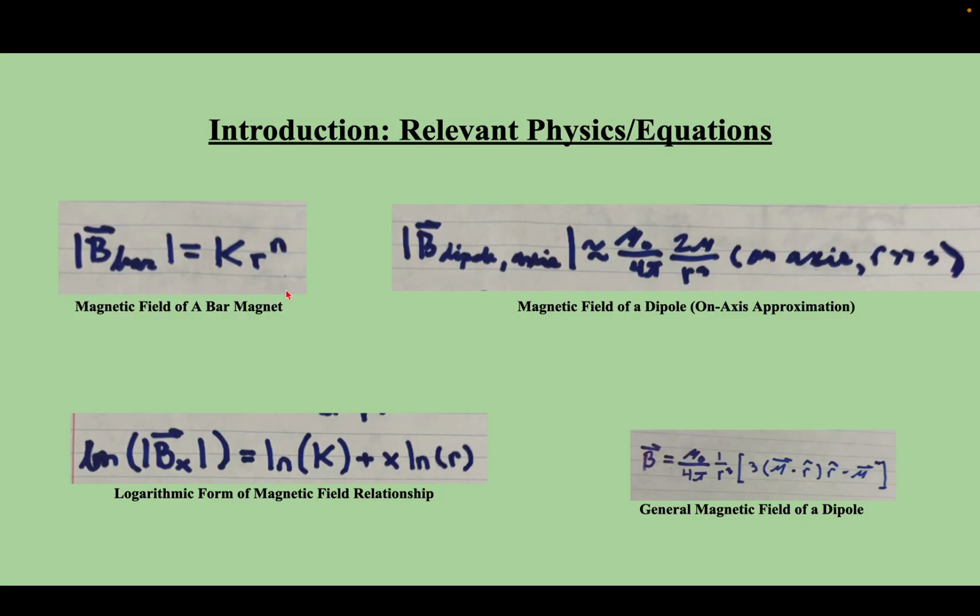Some physical properties that we take advantage of is the relationship of the magnetic field of a bar magnet, with K being a proportionality constant, and the magnetic field being dependent upon r, and n being the rate of decay and determining the rate of decay. There's an on-axis approximation as well as a logarithmic form that can be used to derive a linearization and a relationship, as well as just a general magnetic field of a dipole.